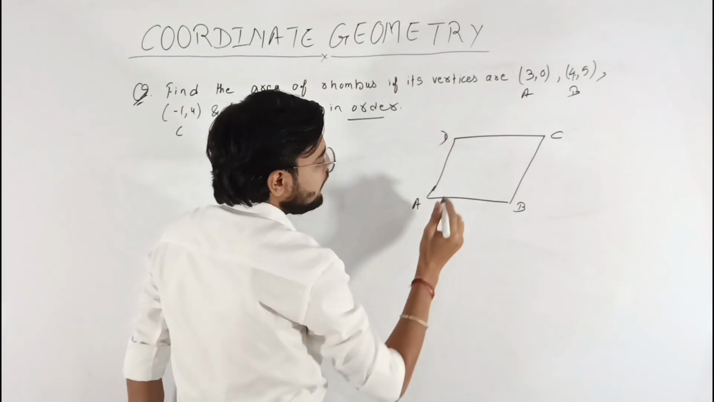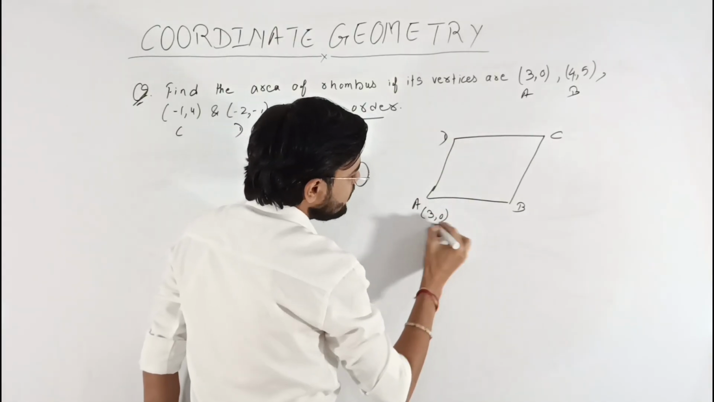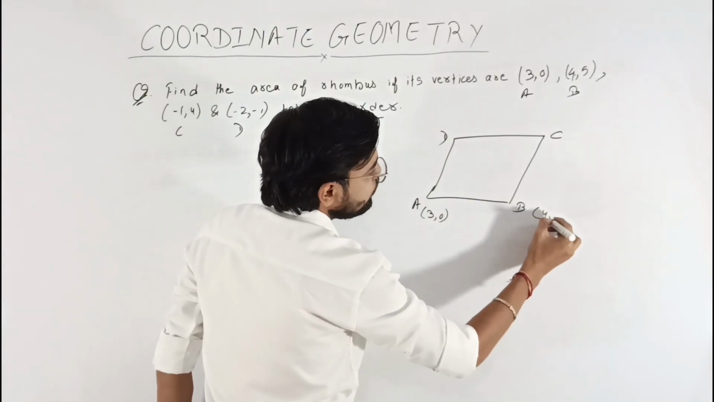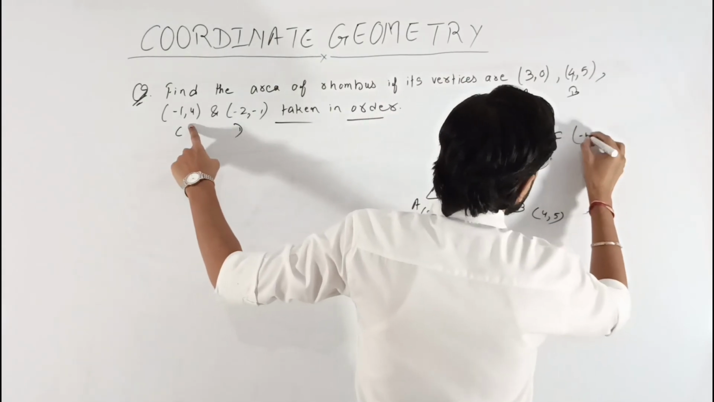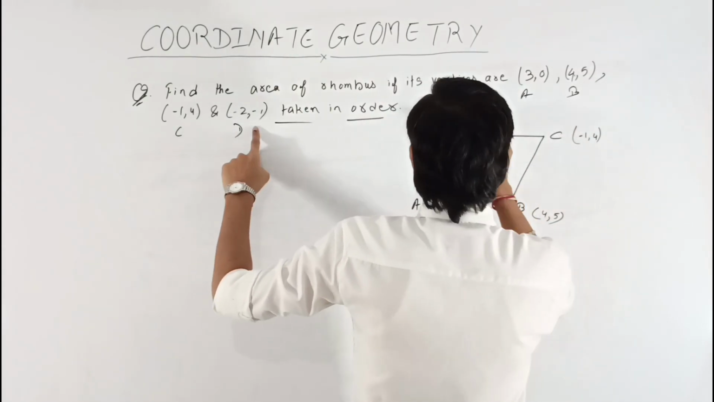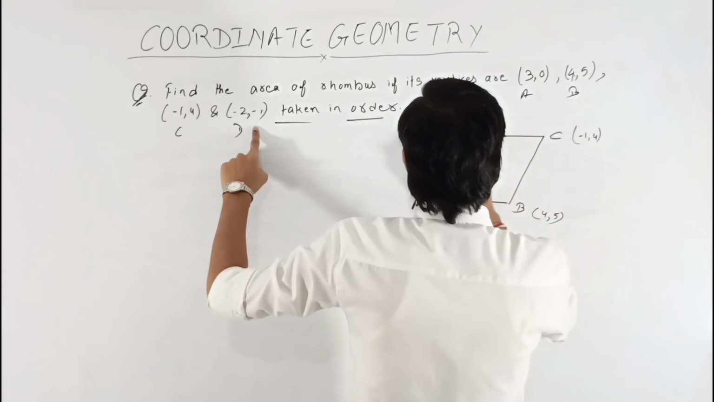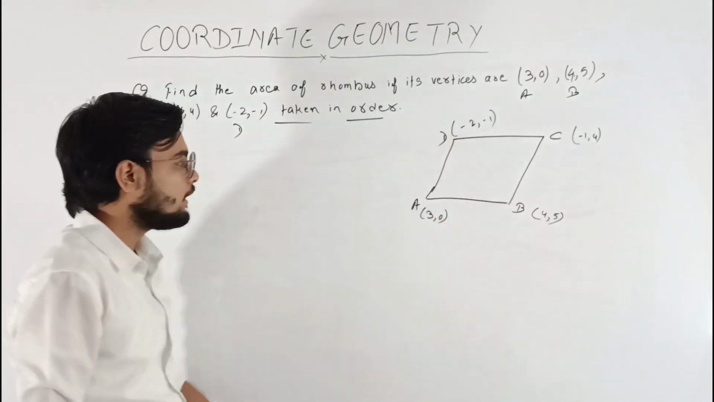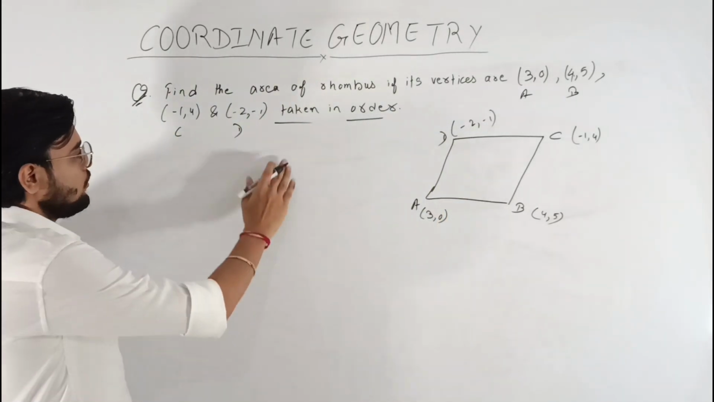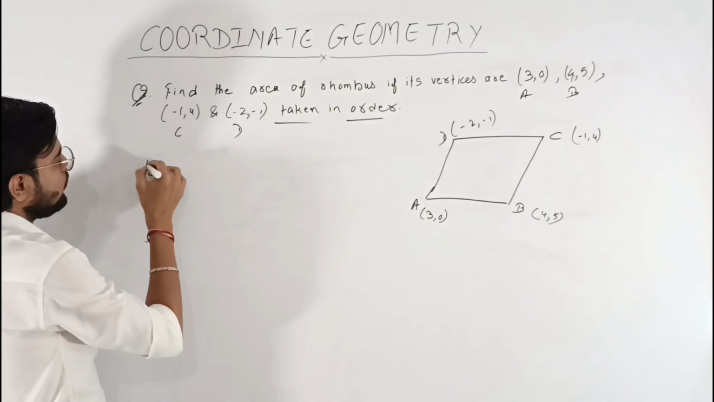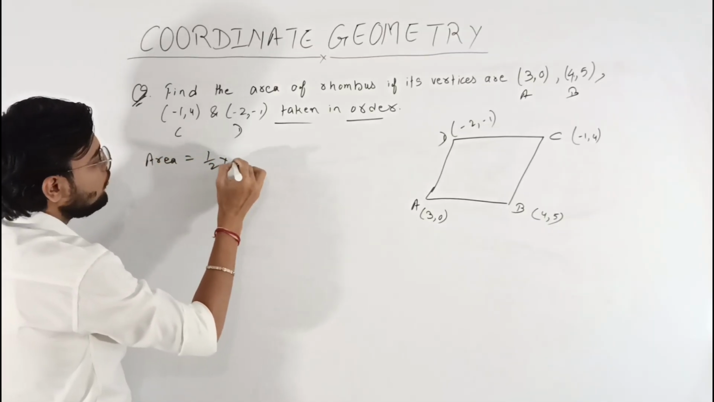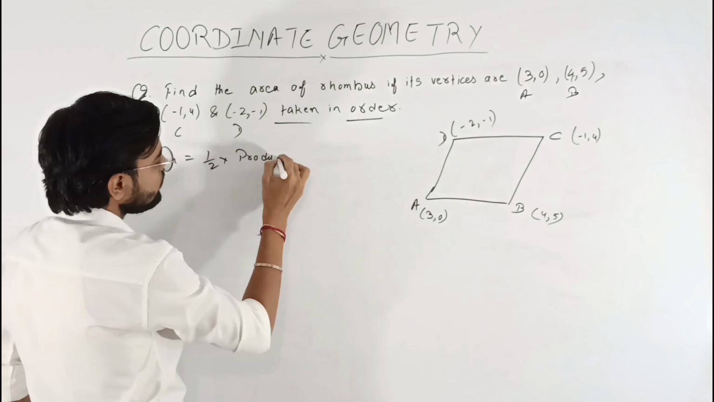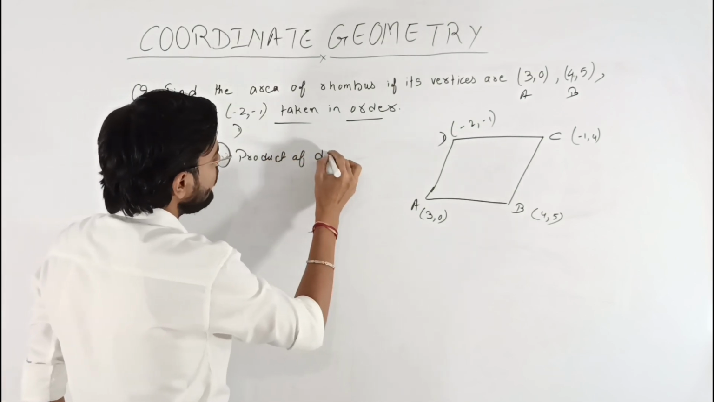So the A coordinate is 3 and 0. The B coordinate is given as 4, 5, and the coordinate of C is minus 1 and 4, and the coordinate of D is minus 2 and minus 1. Now we have to find the area of this rhombus. So first we see what the area of a rhombus is. The area is half into the product of the diagonals.